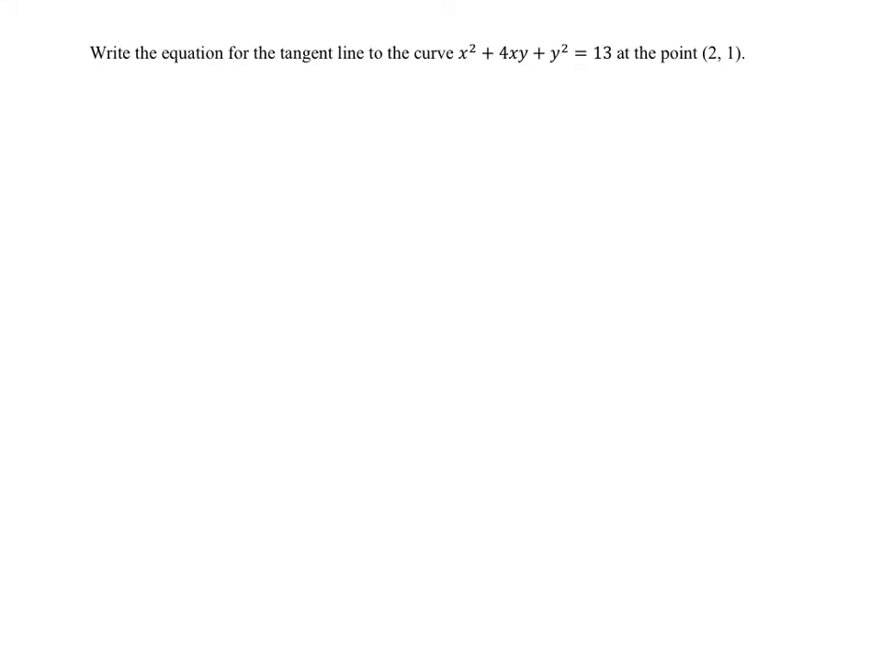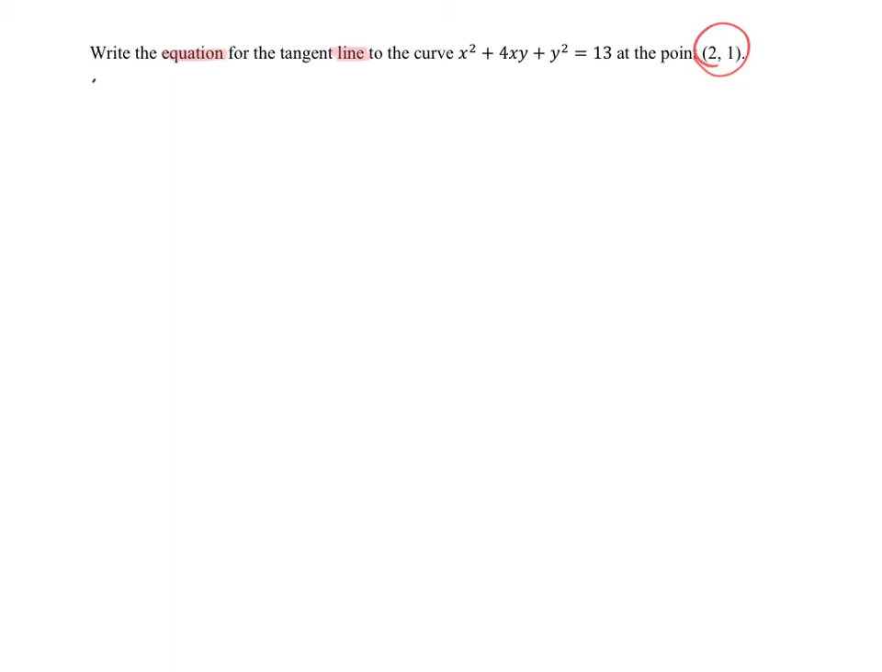In this example, we want to write the equation for the tangent line to the curve x squared plus 4xy plus y squared is equal to 13 at the point (2, 1). So remember, anytime that you want to write an equation for any sort of a line, we need to know the slope and we need to know a point. And we already have a point. We know the point on the curve is (2, 1). So basically we need to find the slope.